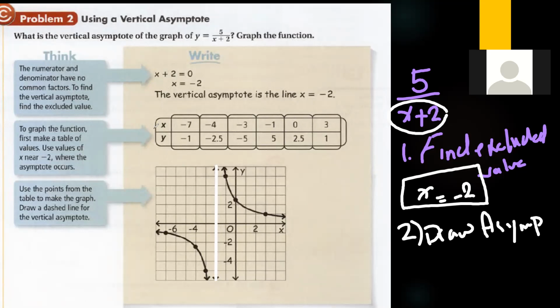Oh, teacher, so the asymptote will be at the excluded value. Yes, that's it. Okay. I find the excluded value, and where the excluded value is, I will draw the asymptote. Then you plot the points like this. They put points such as -7, -4, -3, -1, 0, and 3. And then they evaluate each point on the function.